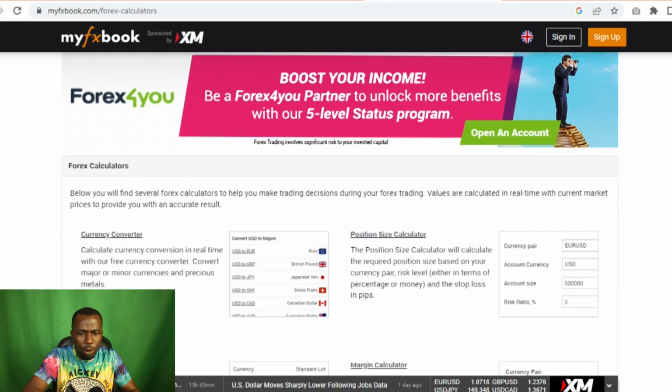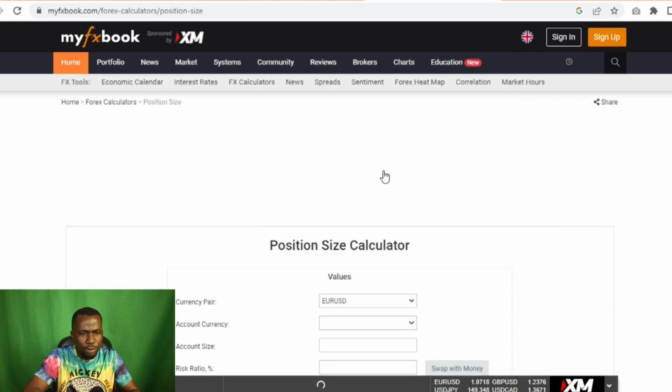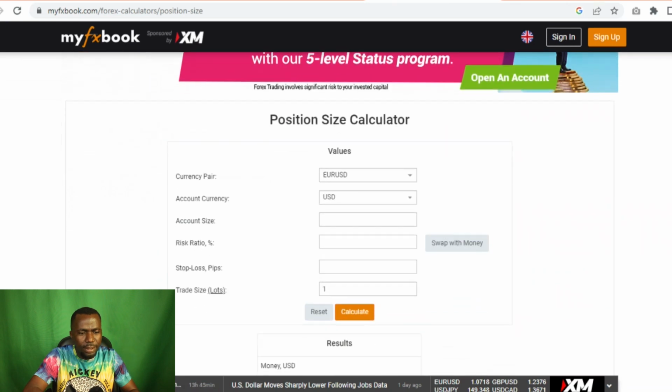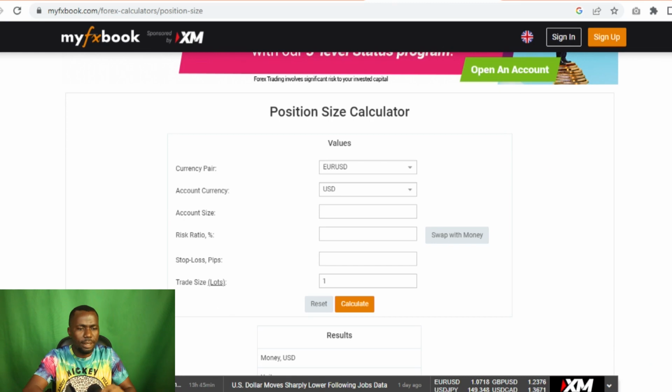So once it has opened, you go straight to position size calculator. You click it, right? Now this is the position size calculator. So now if you want to calculate how much you are going to risk per trade, what you have to do is to look at your currency pair. What pair are you trading? Is it currency, commodity, or crypto? So let's assume you are trading a currency pair and you are making use of Euro USD. So the currency pair is already there. So the conversion of the currency is USD, that is US dollars, right?